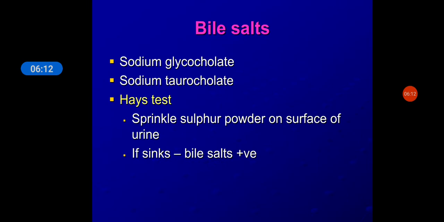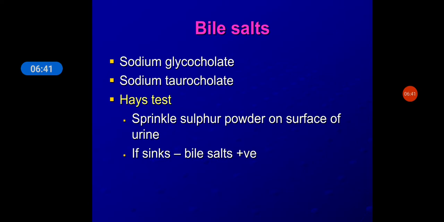Next, we'll go to the bile salts. So we're done with bile pigments and we'll go to the bile salts. What are the bile salts? They are sodium glycocholate and sodium taurocholate. For determining the bile salts, the test used is Hay's test. What you require for Hay's test is two small test tubes. One is the test and the other one acts as a control.